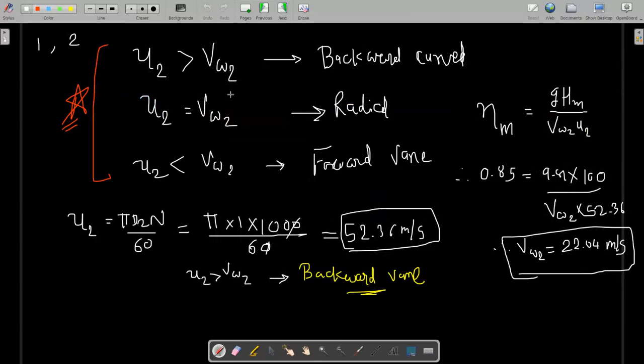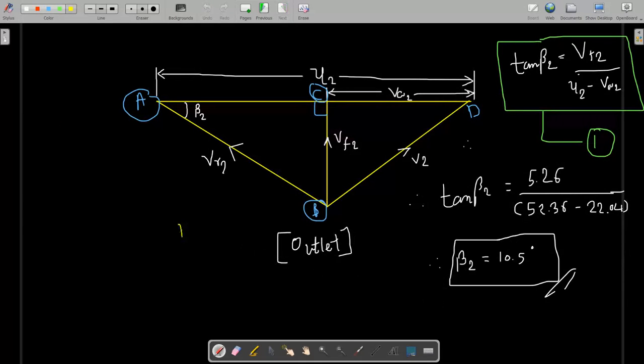So this is the first answer, the type of vane, that is a backward vane. Okay, this is answer number 1, the velocity triangle, and this is the outlet blade angle.